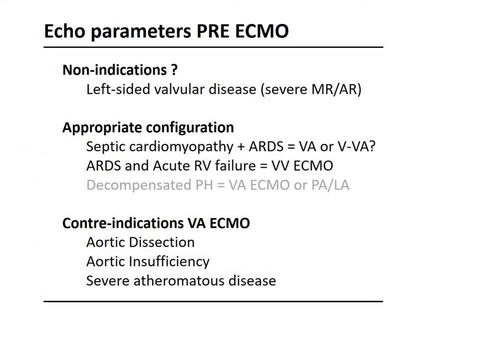These are echo parameters that you want to assess before ECMO. As I mentioned before, you want to make sure that you don't have any significant left-sided valvular disease or any significant LV systolic dysfunction. The echo may help you choose the appropriate configuration, meaning VV ECMO versus VA ECMO. If your patient has acute RV failure in the setting of ARDS, you will place them on VV ECMO. And if you decide to go on VA ECMO, you want to make sure that you don't have any contraindication, such as aortic dissection or aortic insufficiency.